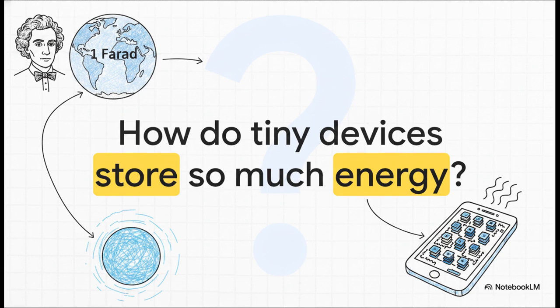Which leaves us with a provocative thought to end on. If 1 farad is virtually impossible for everyday objects, how on earth do the tiny, microscopic capacitors crammed by the billions into our smartphones pull off this incredible physics trick to store so much energy? Think about the mind-bending material science and geometry required to make that happen. Keep that curiosity firing until our next explainer.